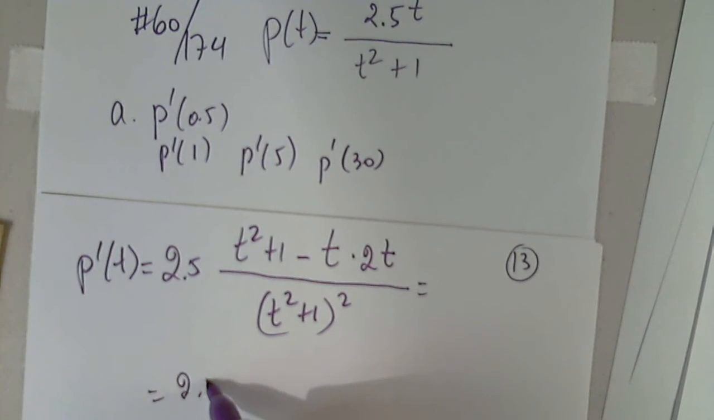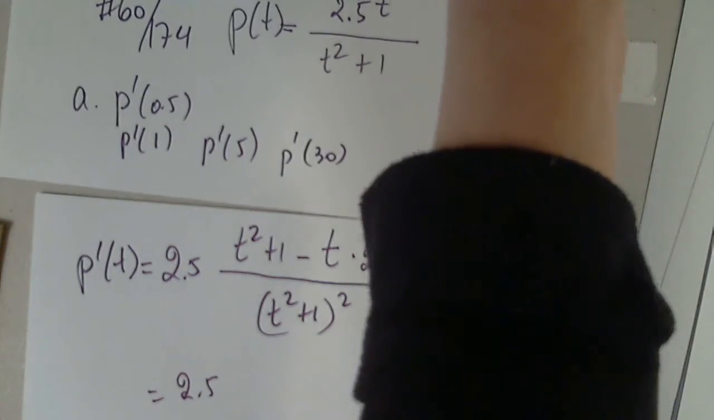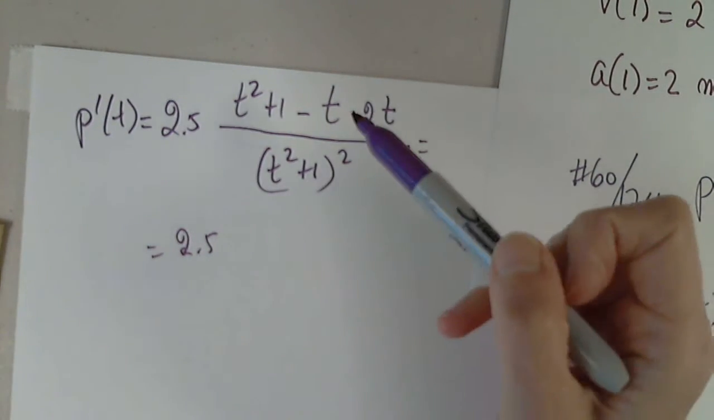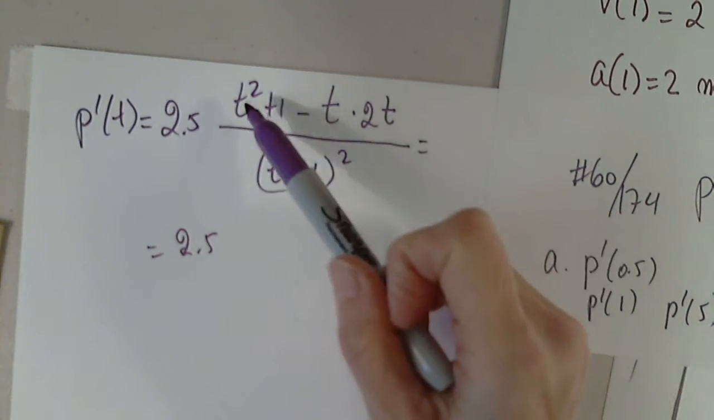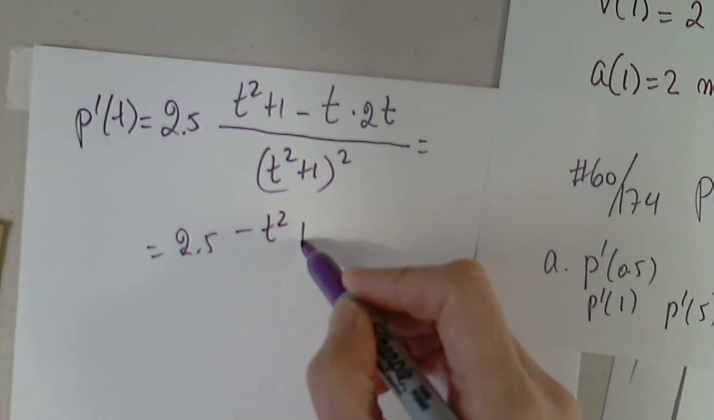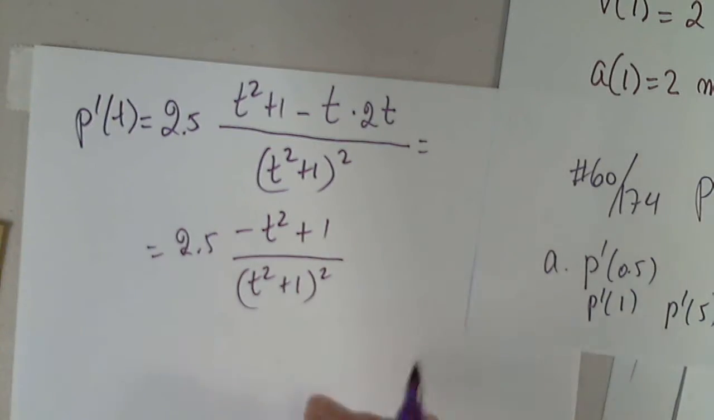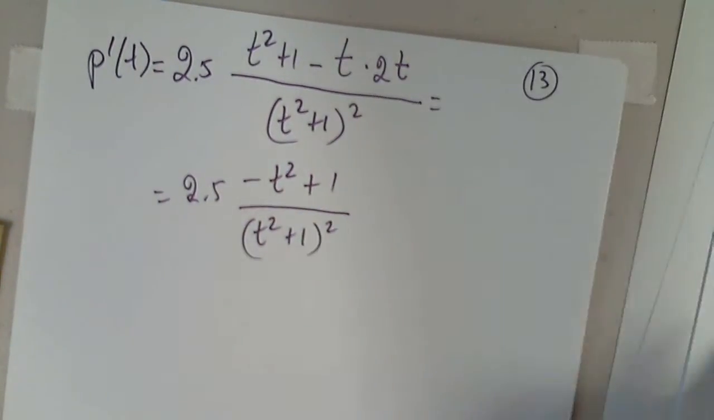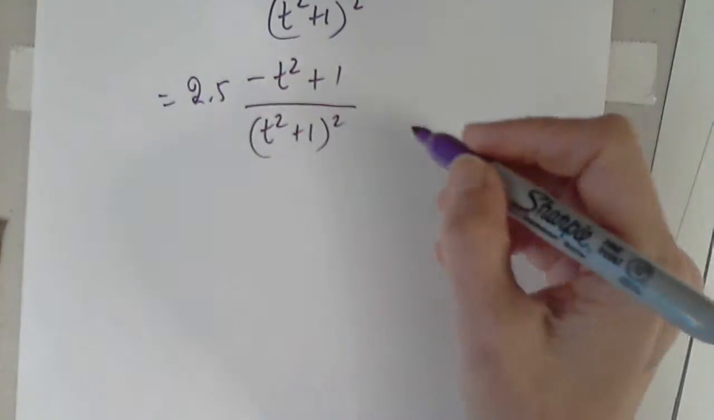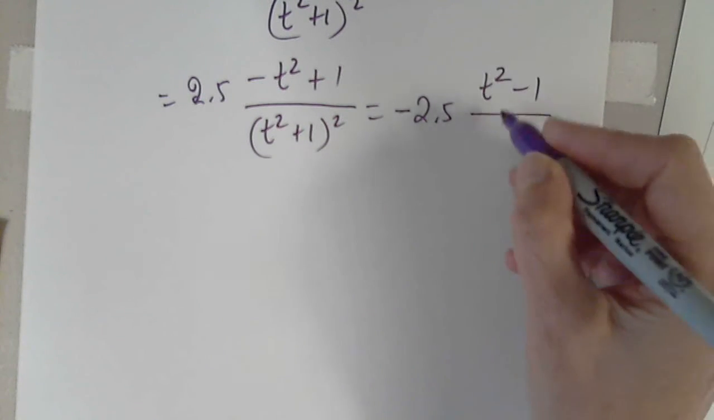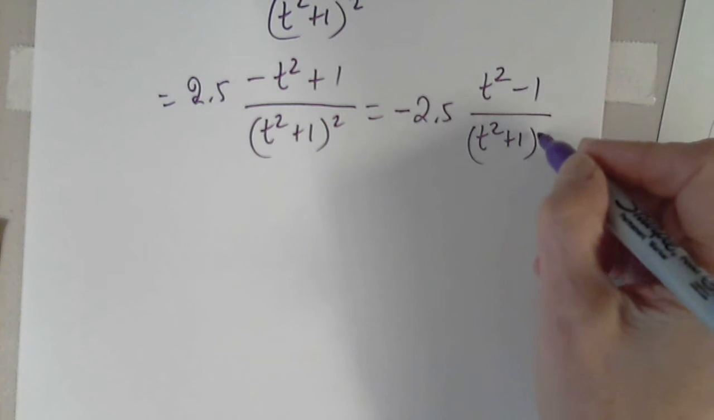Yes, I will have to simplify as much as possible. So I have 2.5, I have negative 2T squared plus T squared, which is negative T squared plus 1, over T squared plus 1 squared. And yes, I will factor out negative from the top: negative 2.5 times T squared minus 1, over T squared plus 1 squared.